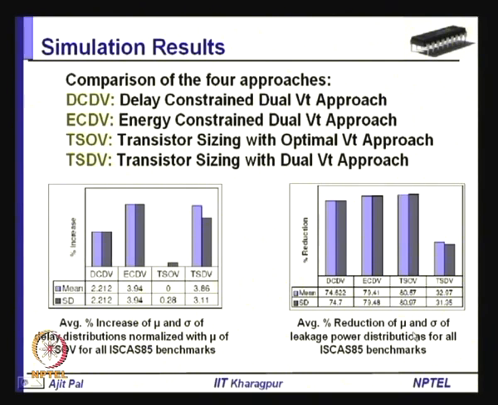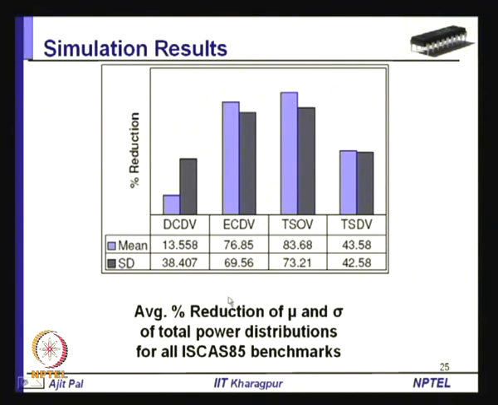Similarly, the average reduction in the mu and sigma of the leakage power distribution for all discussed benchmarks is shown. We find that the maximum reduction occurs in the case of the third approach, which has been proposed. Here is the average percentage reduction of mu and sigma for total power distribution, and here also the maximum reduction occurs for this approach, 83.68 and 73.21. Mu is the mean and sigma is the standard deviation.